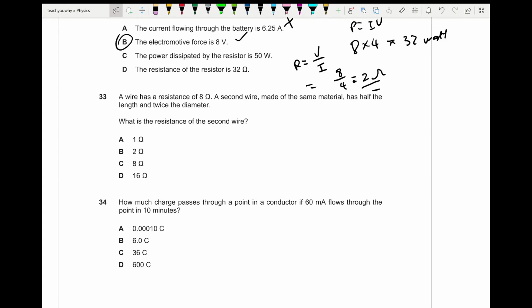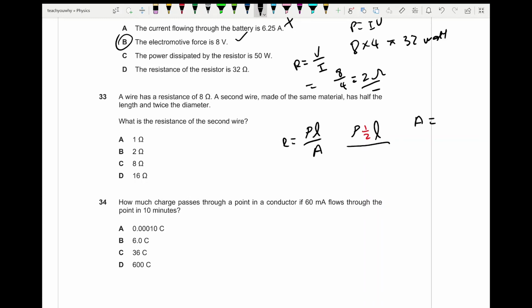A wire has a resistance of 8 ohm. A second wire made of the same material has half the length, twice the diameter. So R equals rho L over A. Now, what will be my new length? My new length will be half L, over, what is my area?